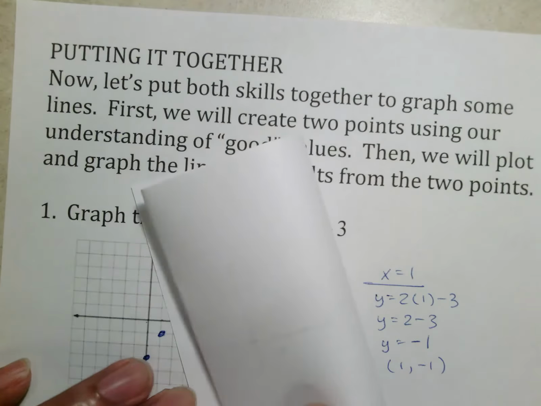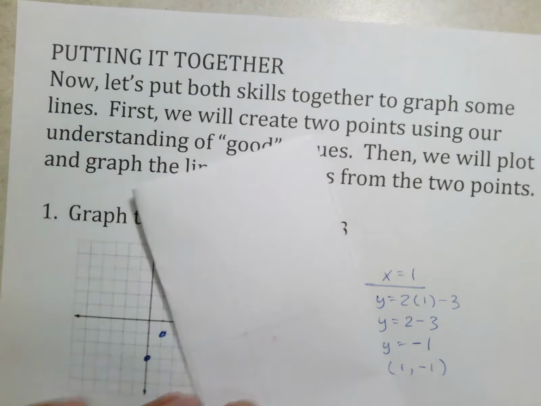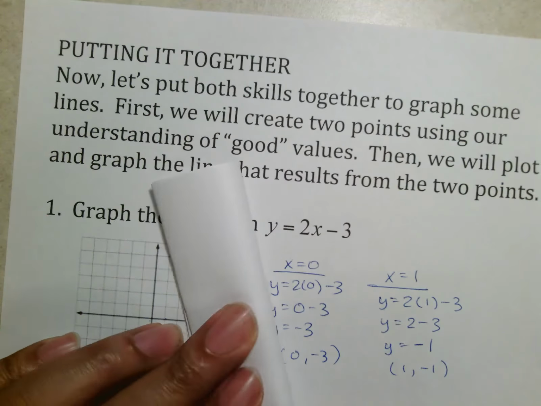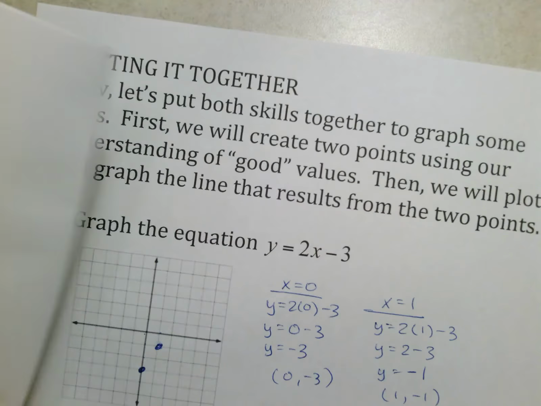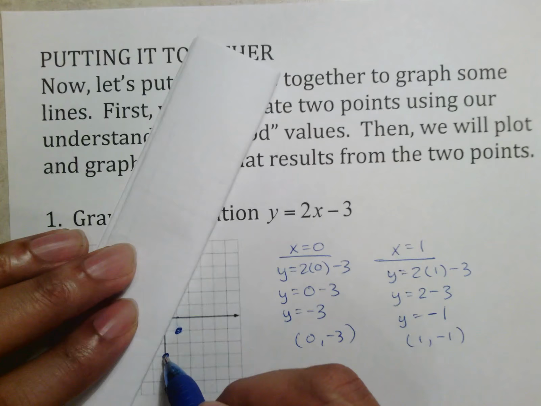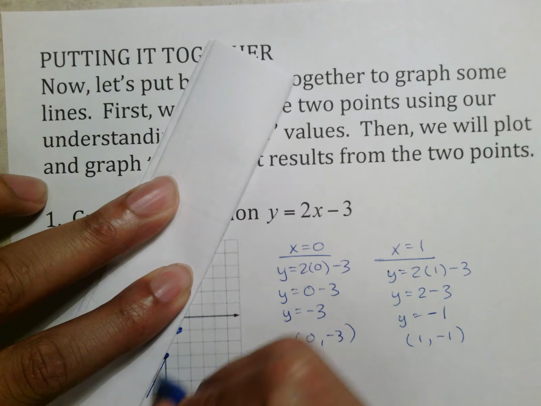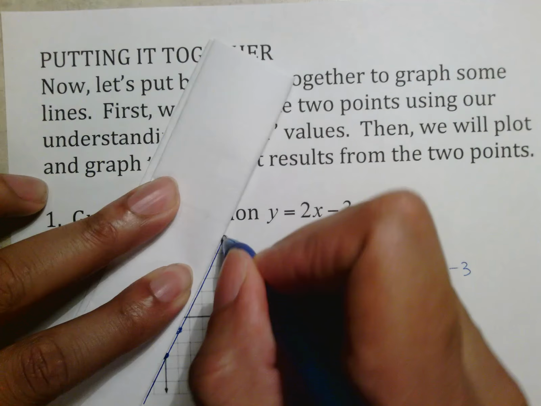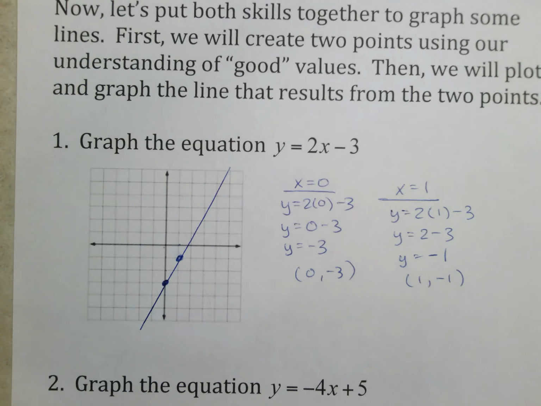I'm going to go for 3, but as long as you've got a decent fold, it doesn't have to be a perfect fold. 3 folds usually does the trick and makes the paper thick enough that you can now use that edge to connect those 2 dots. And so when you draw your line, you just make sure it goes all the way across the region, and that is the line of y equals 2x minus 3.